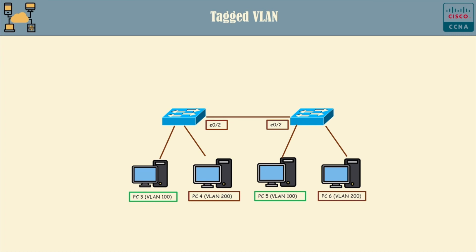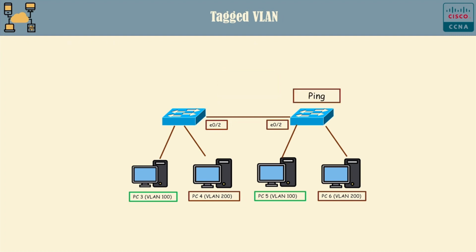When PC3 pings PC5, the ping packet will travel to switch 1 and exit through port E0/2. Before exiting port E0/2, it will be tagged with the VLAN number 100, VLAN tagging. This tag will remain intact until it reaches port E0/2 of switch 2.